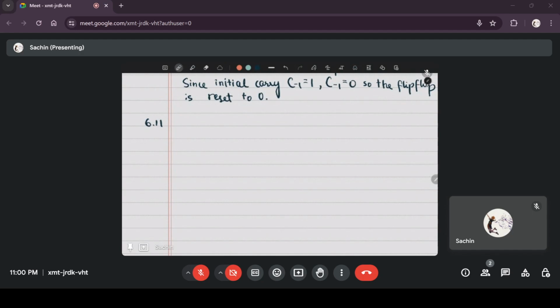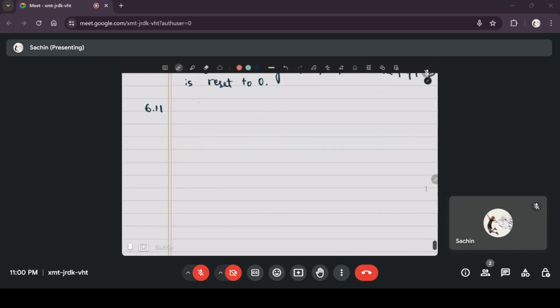Six point one one. A binary ripple counter uses flip-flops that trigger on the positive edge of the clock. What will be the count if A, the normal outputs of the flip-flops are connected to the clock, and B, the complement outputs of the flip-flops are connected to the clock?